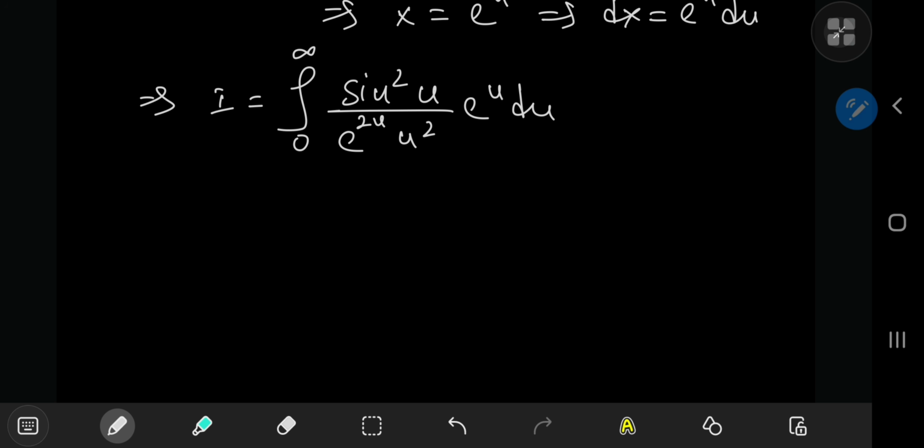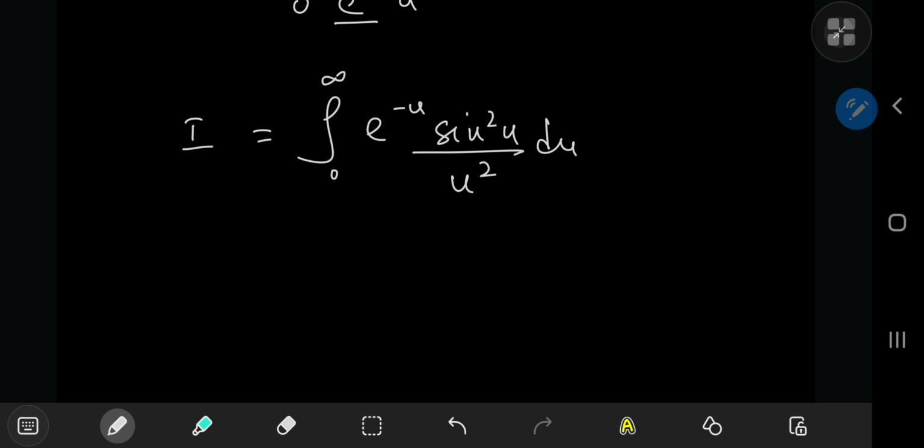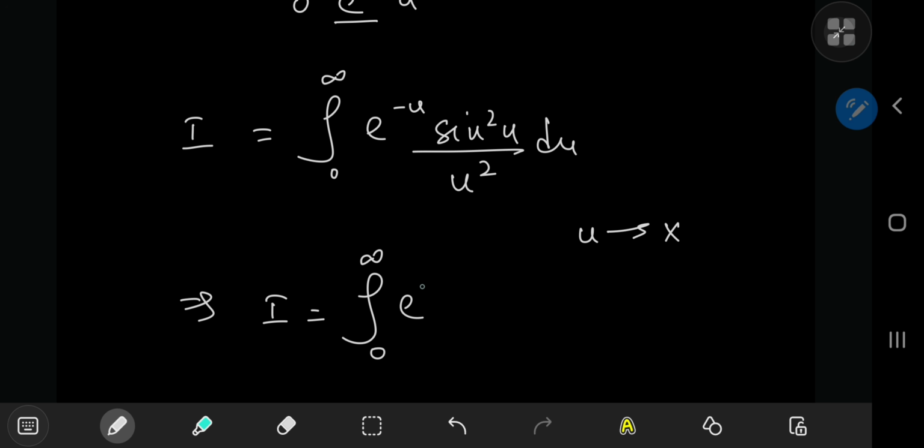So I can perform some simplification using these exponential functions here. So we have e to the u times e to the negative 2u, so we can write this as the integral from 0 to infinity of e to the negative u times the square of the sine of u divided by u squared du. And because u and x are just dummy variables, we can rename all of the u's back to x. So this implies that we're interested in the integral from 0 to infinity of e to the negative x times the square of the sine of x dx by x squared.